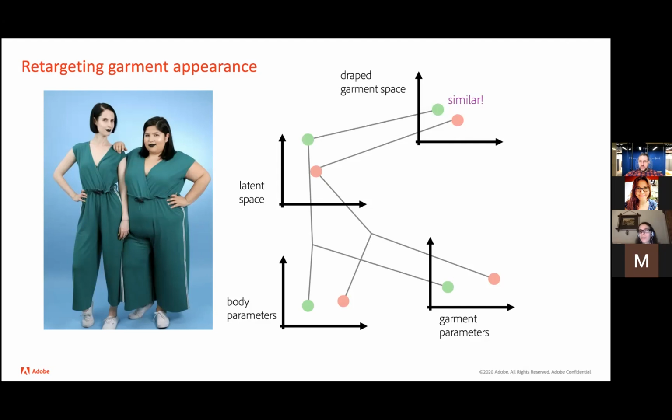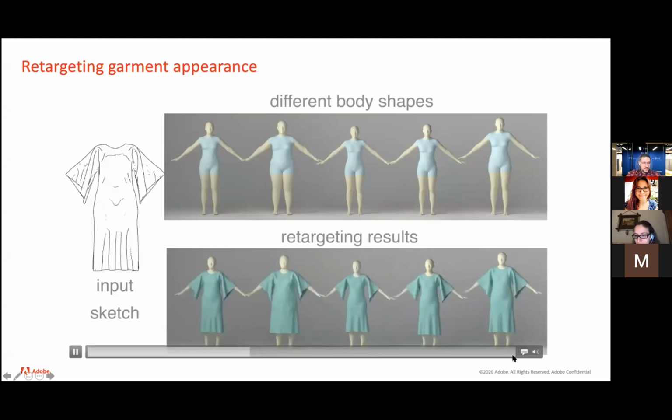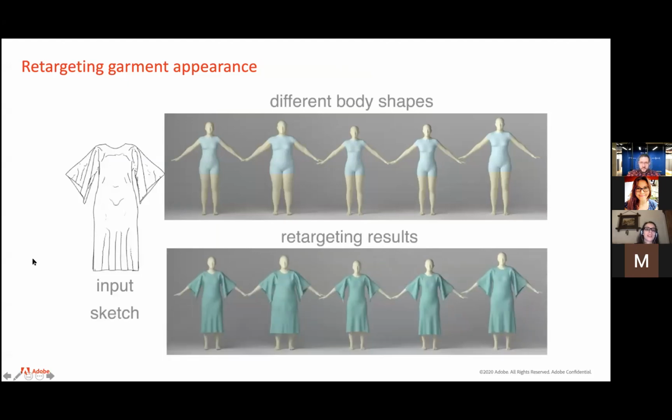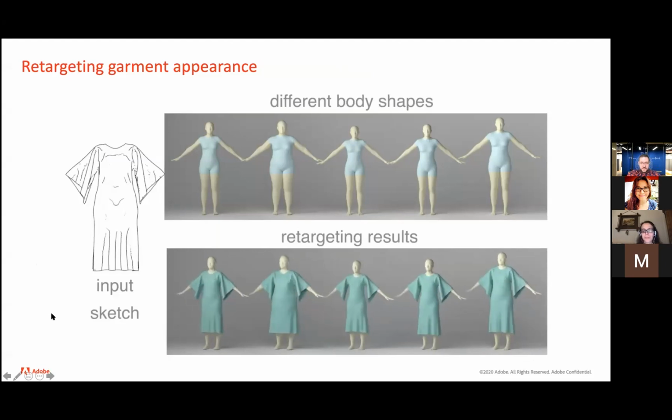Since we train these networks, they basically act as differentiable components. So you can just use some gradient descent type of optimization methods to find this point in your latent space. So here is an example. Starting from the same input sketch, we run this optimization to retarget and design this garment for the different body shapes, so that they look similar when they are draped. Maybe I'll play the video once more.